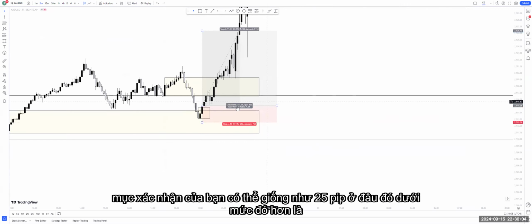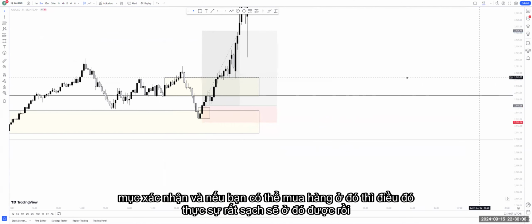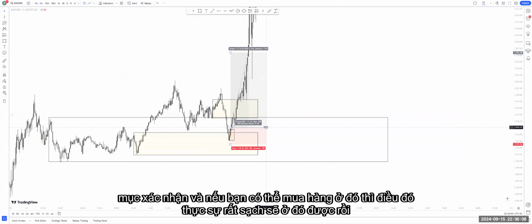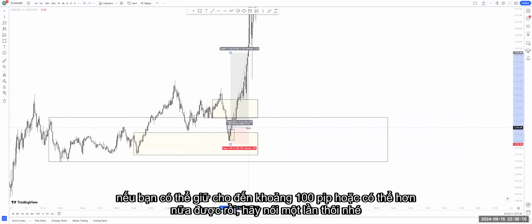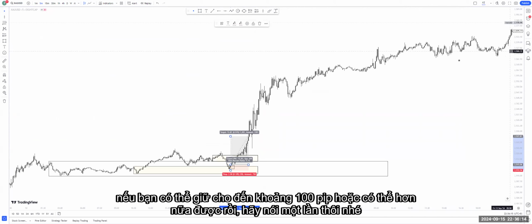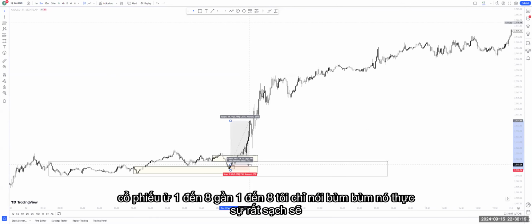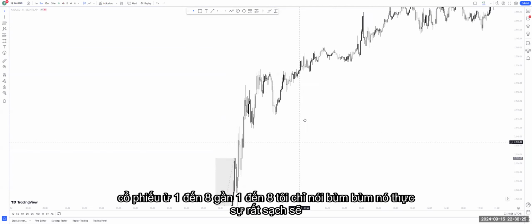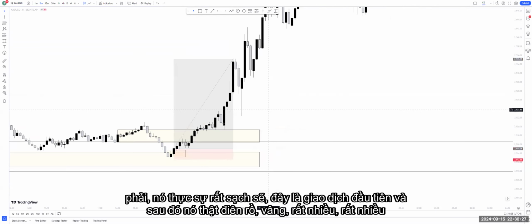Somewhere around there, below a confirmation entry. And if you can take a buy over there, that is really, really clean. If you can hold until like 100 pips or maybe more, okay. Let's say one shot to this stop. Almost 1 to 8, I would say. Boom. Boom. It's really, really clean.